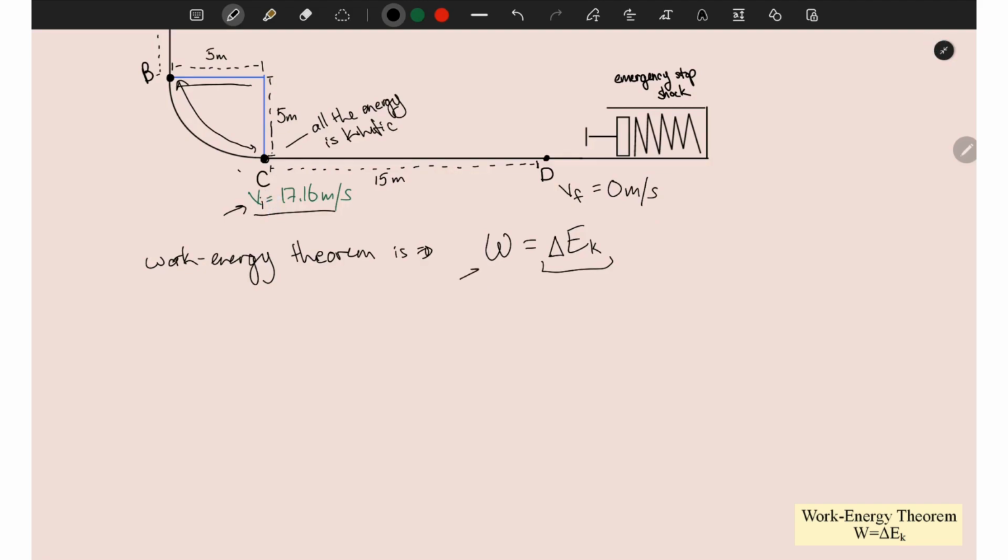So let's just add a few more things in here. Let's actually write out what the change in kinetic energy is from point C to point D. So it'll be Ek final minus Ek initial.